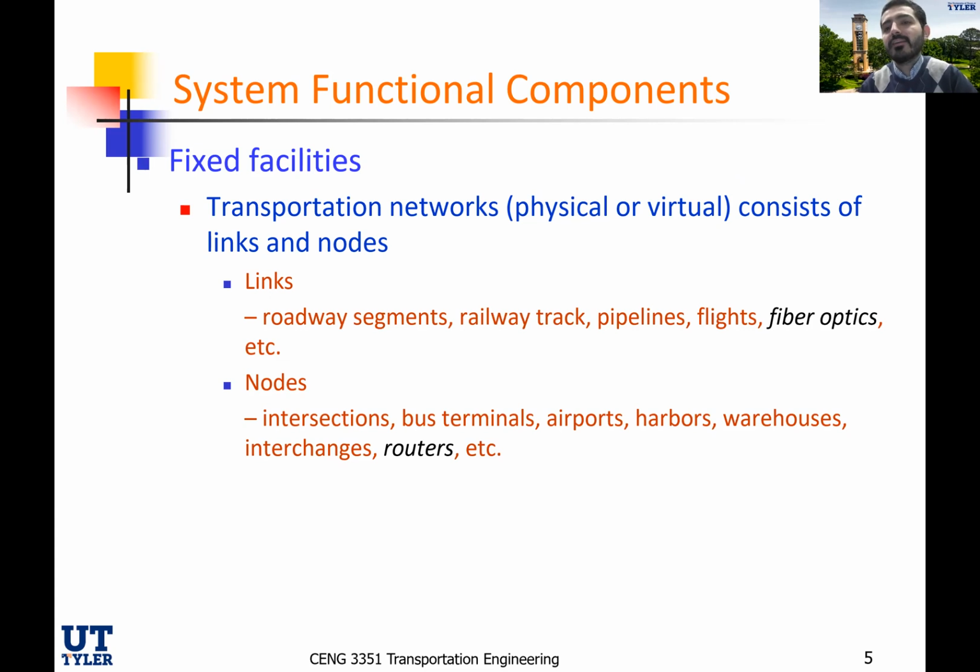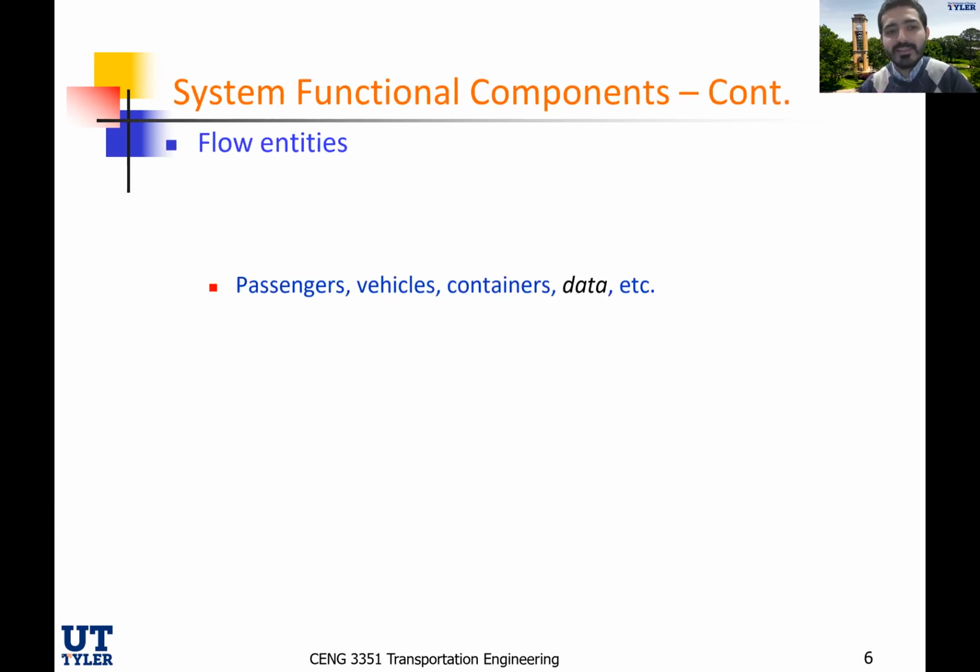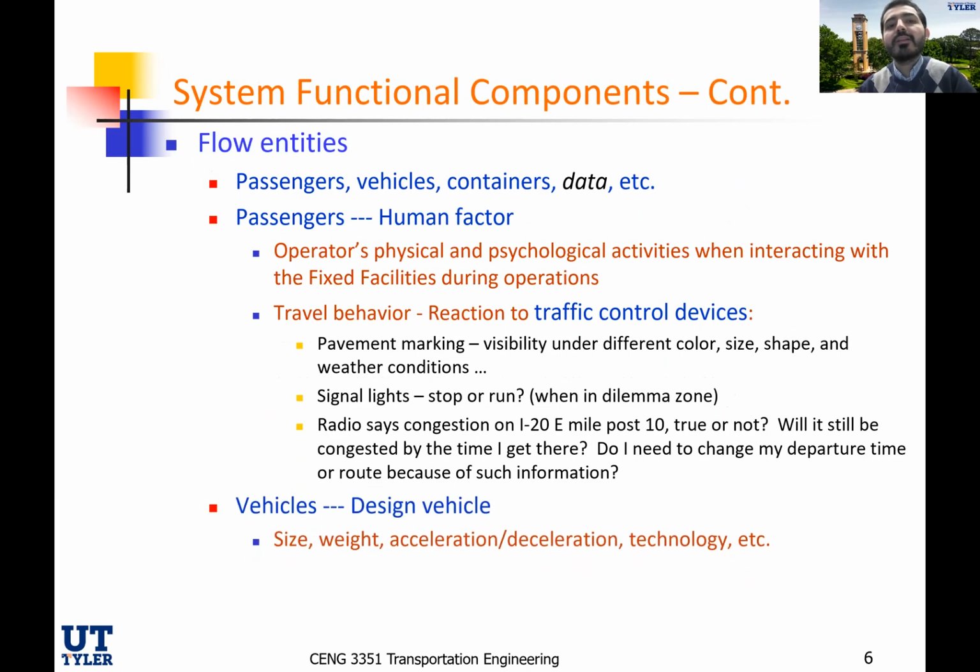So, for example, if I ask you what are the two major components of a transportation network, it's links and nodes, and that's it. I can ask you what do I mean by flow entities, or give me examples. These are passengers and vehicles.